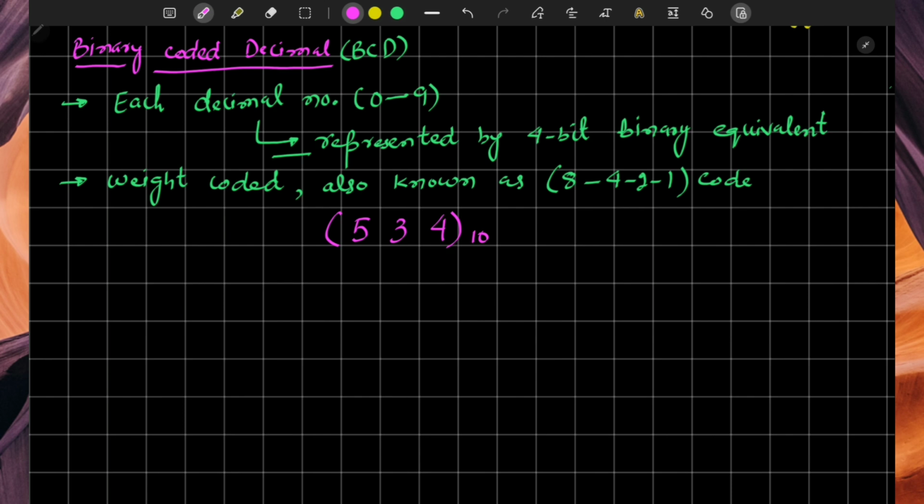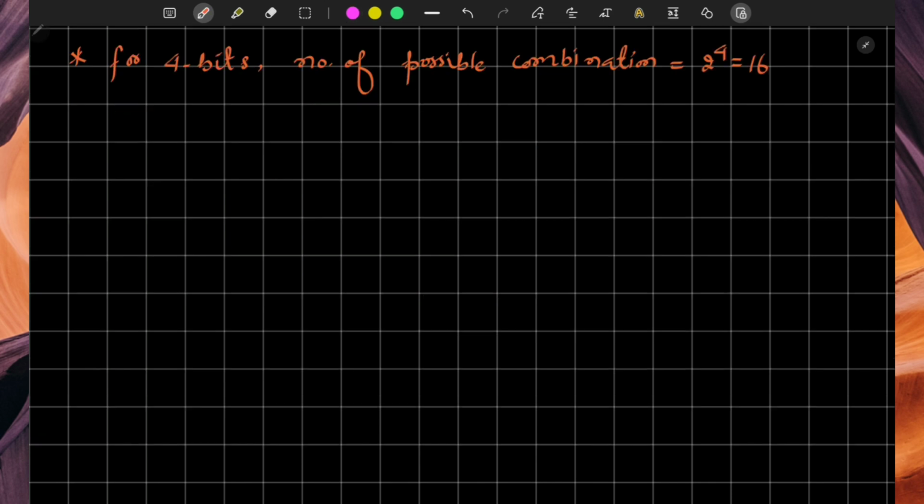534 in decimal is to be converted into BCD. Now we know that in BCD, each decimal digit is to be converted into its 4-bit binary equivalent. So the 4-bit binary equivalent of 5 is 0101, of 3 is 0011, and of 4 is 0100. Therefore, the BCD code is 0101 0011 0100. So this is the BCD code of 534 in decimal.